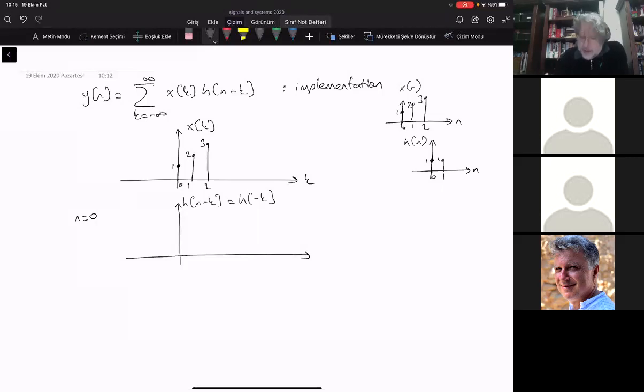So what is it? h of n is this. h of minus k over the k-axis, of course, is the folded, flipped around version. So let's flip around h of n. It is 1, 1 at 0 and 1. If you flip it around, it will be, again, 1 and 1, but it will be at minus 1 and 0. So it's going to be like this. Do you agree with this?